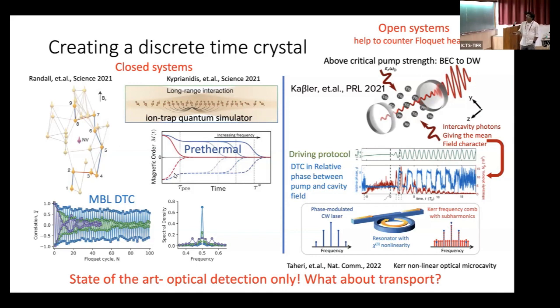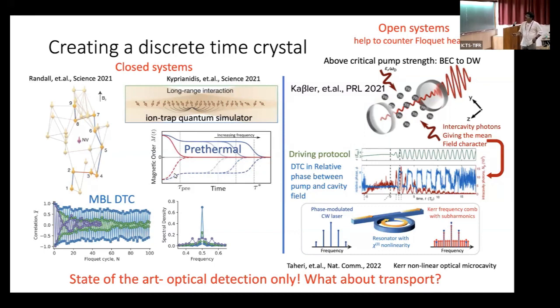Now, here is an interesting feature. The time crystal is seen in the relative phase between the pump and cavity field. In their system, as long as they have a finite cavity field, they have what is called a mean field character of the Hamiltonian or the system.